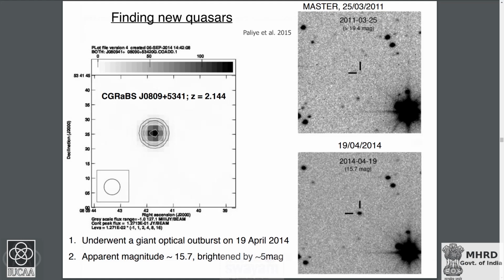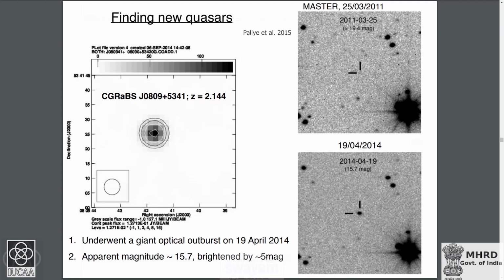So, one thing is very evident: a bright source which was seen on 19/04/2014 is not seen on 25/03/2011. What I want to point out is that this source changed by 5 magnitude in brightness. Magnitude is a measurement of brightness in the optical band. That means this particular source, which is in the center and marked by 2 arrows, brightened by 5 magnitude. So, in terms of flux, the source brightened by 100 times.